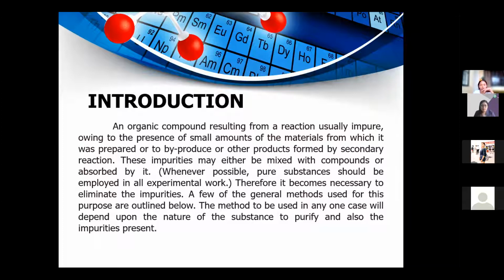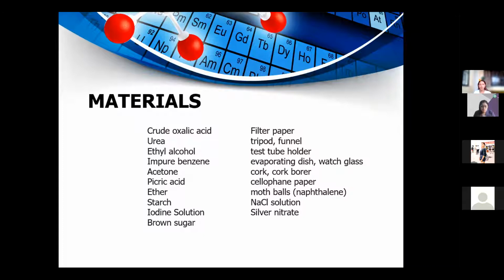Next. The materials for this experiment are, for the crystallization, crude oxalic acid, urea, ethyl alcohol, impure benzene or acetone, picric acid, ether, starch, iodine solution, brown sugar, and then filter paper, tripod or funnel, test tube holder, evaporating dish, watch glass, cork or cork borer, cellophane paper, mothballs or naphthalene, salt solution, and silver nitrate.